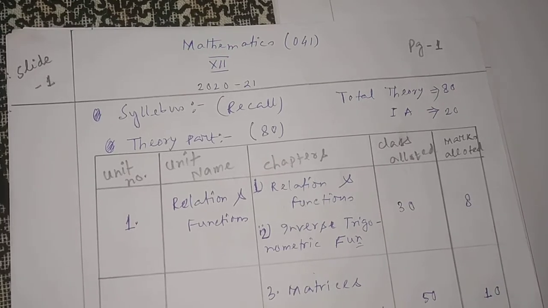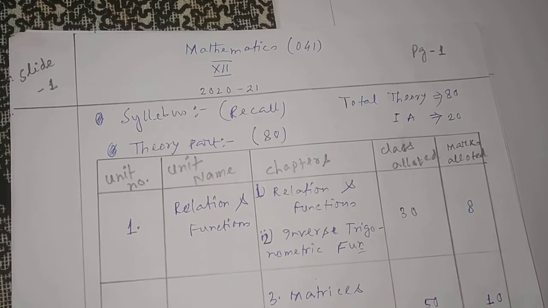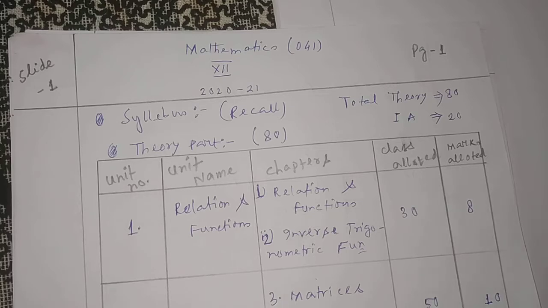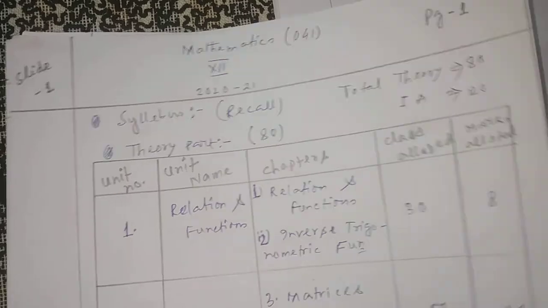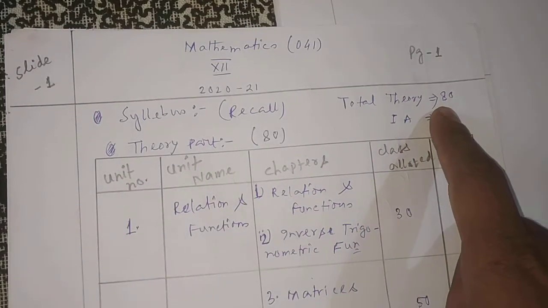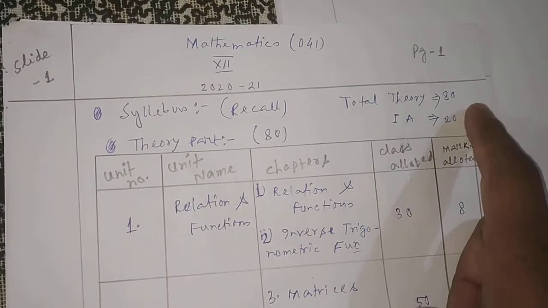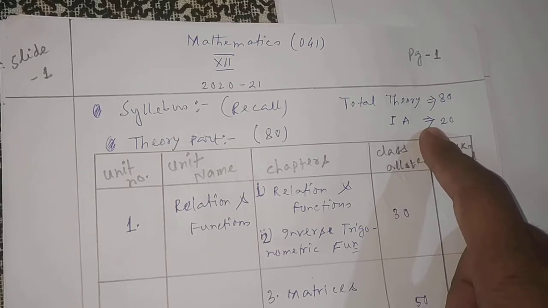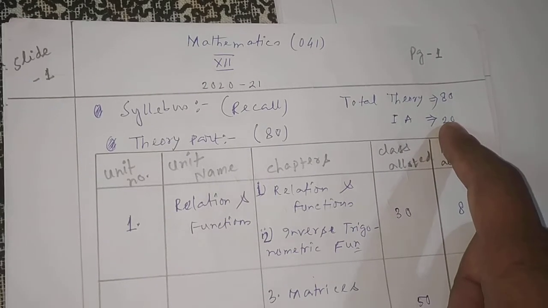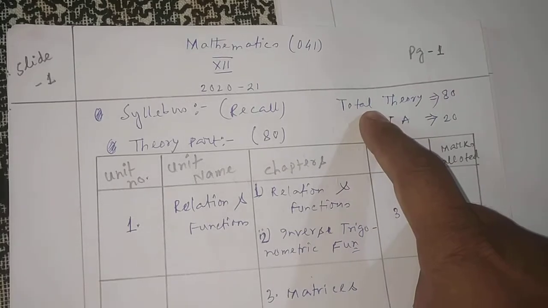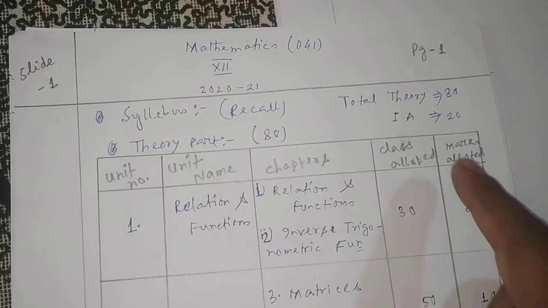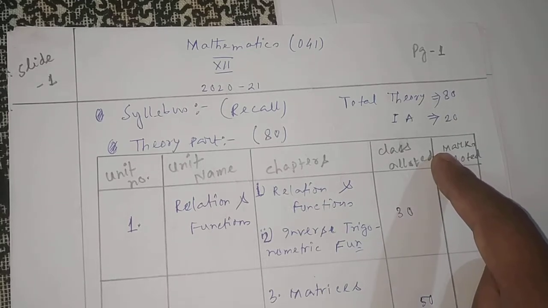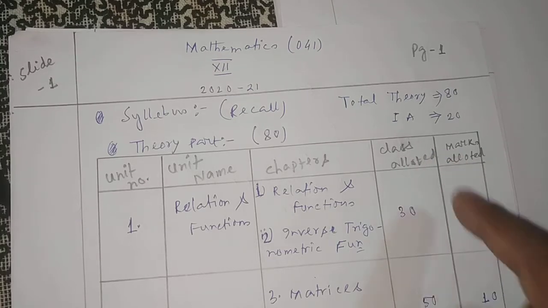First, let me inform you the total marks of class 12 mathematics in the board exam will be 100, out of which theory marks will be 80 and assessment marks will be 20. Let me say again, out of 100 marks, total theory marks will be 80 and the remaining 20 marks will be of assessment, which is known as internal assessment.